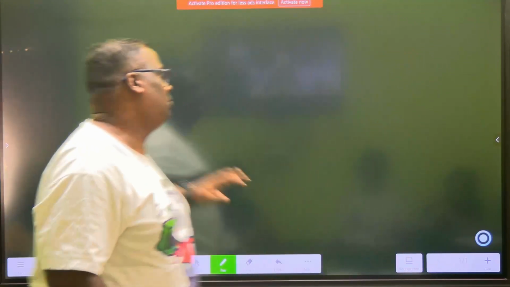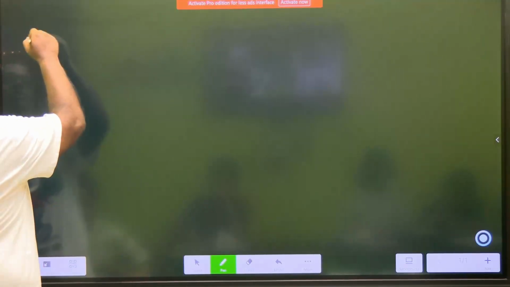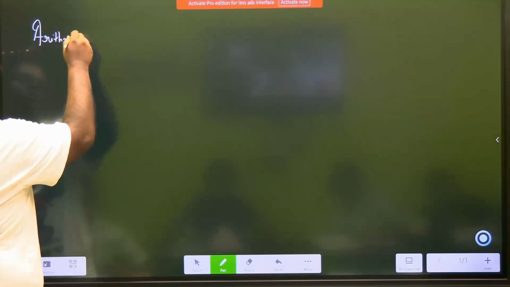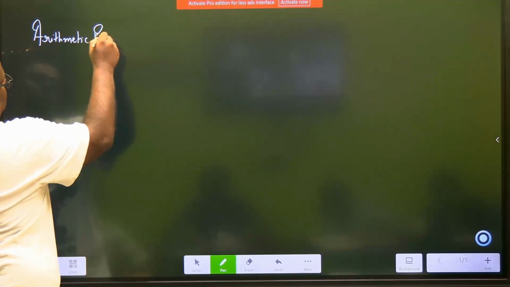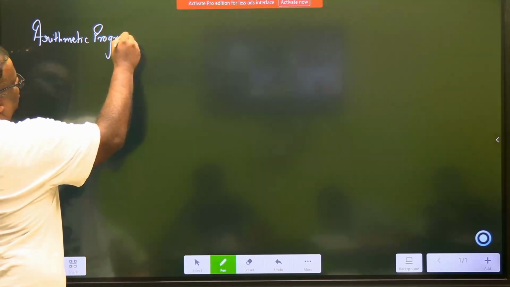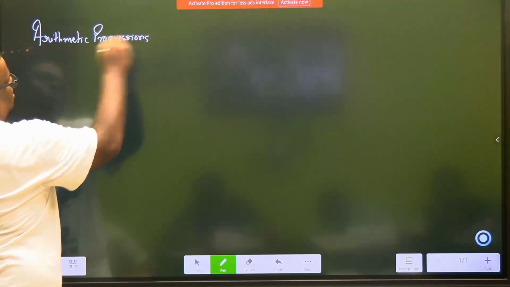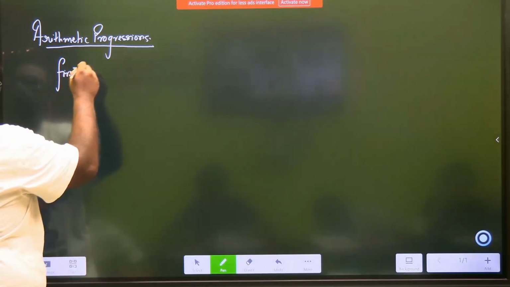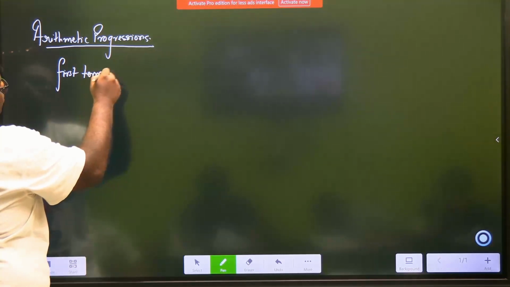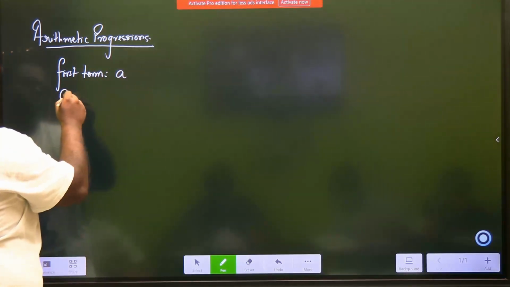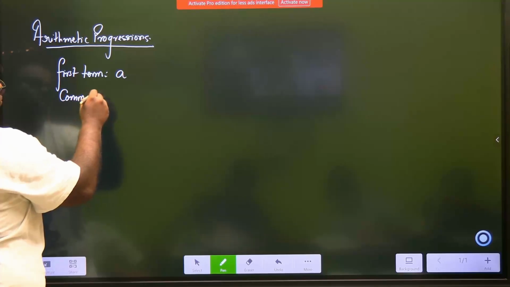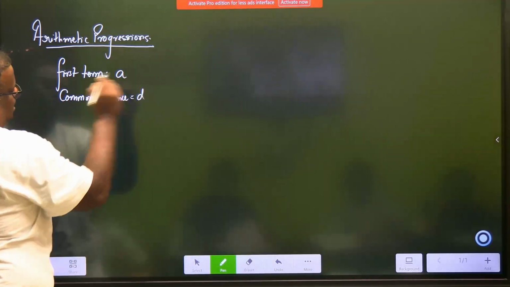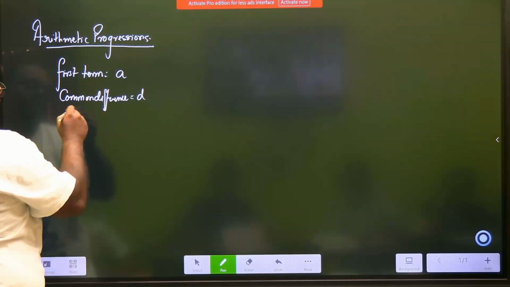We're doing arithmetic progressions. Arithmetic progressions are sequences where the characteristic things are the first term, which you should always have and which is denoted by A. Then you also have something known as the common difference. The common difference is always D, and then you have the nth term.